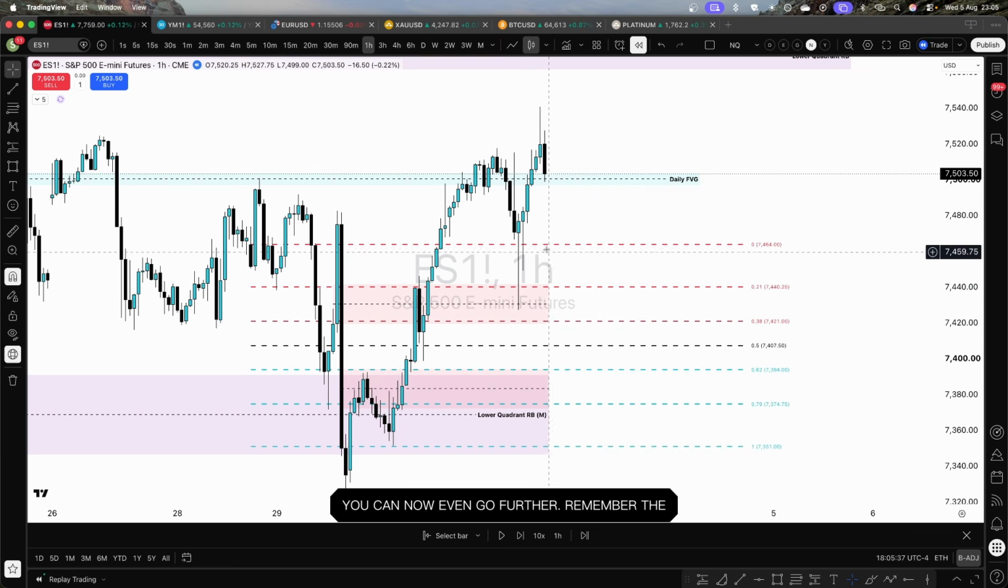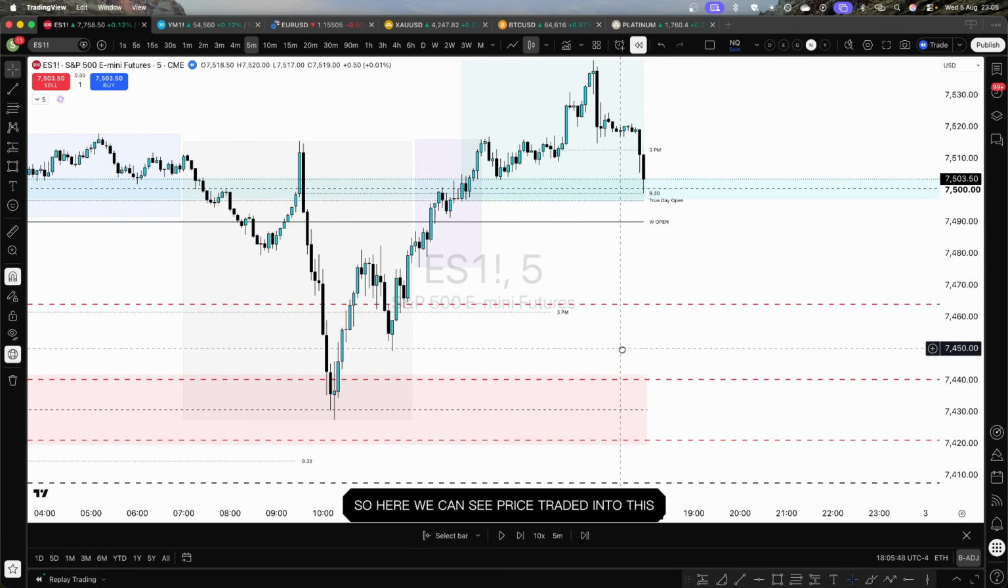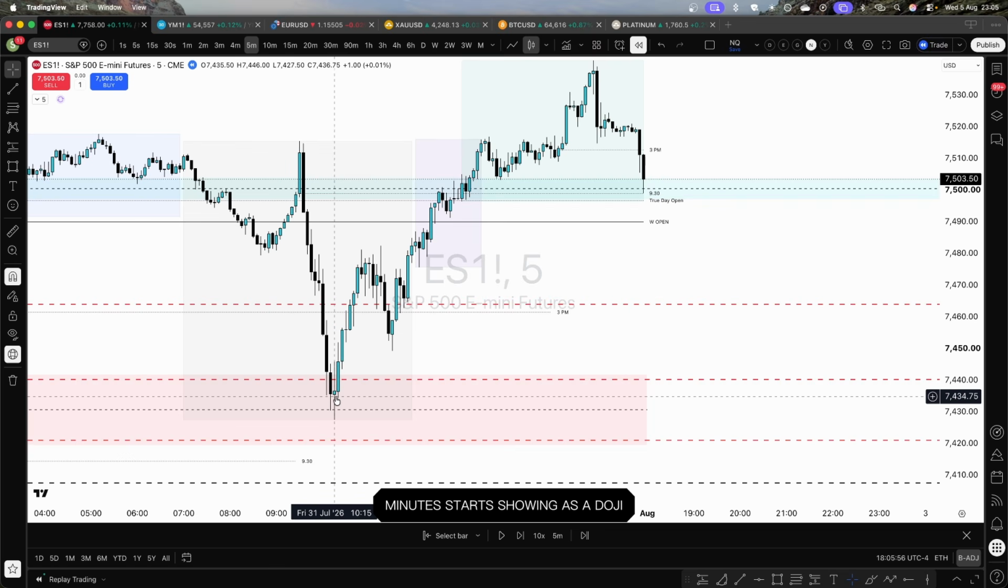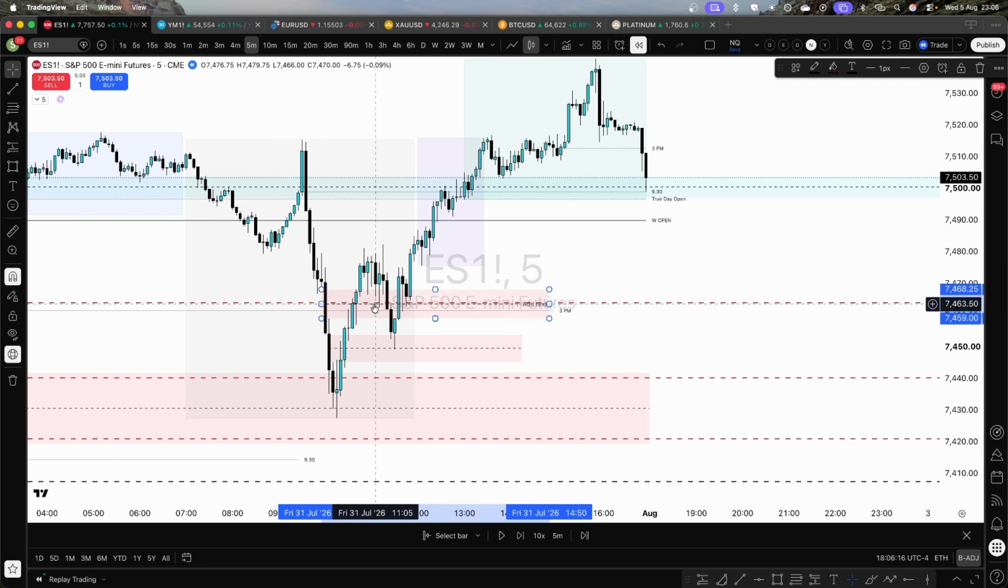You can now even go further. Remember, the hourly has a further time frame alignment, which goes down to the 5 minute. Okay, so now we can look for 5 minute structure. Okay, so here we can see price traded into this upper level. The 5 minute starts showing as a doji candle, then we start getting rejection. The key information we can see when changing state of delivery from here is the fair value gaps being disrespected. Okay, and then the market disrespects another fair value gap.